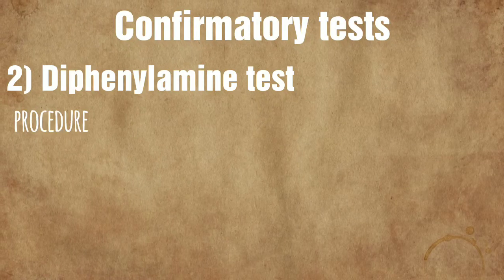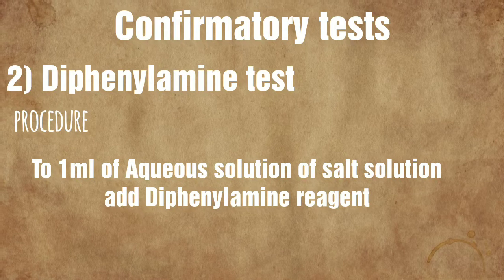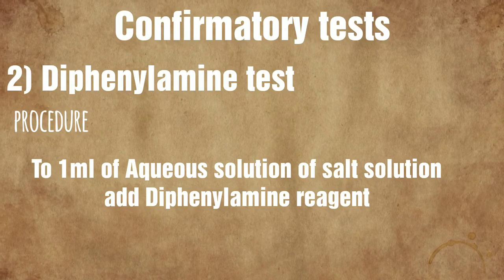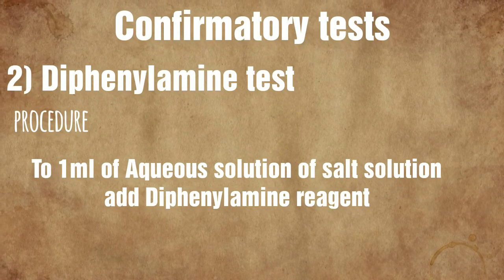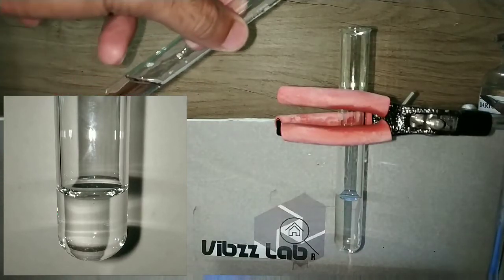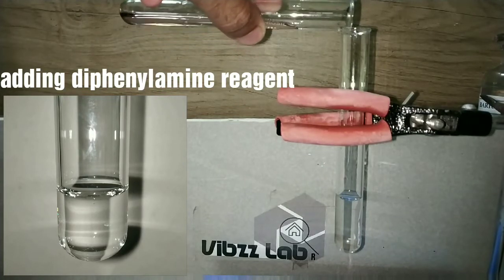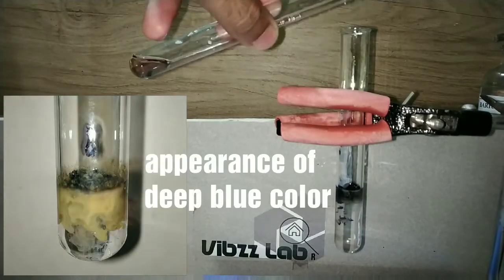Moving on, the last confirmatory test is the diphenylamine test. Here, 1 ml of the aqueous solution of the salt is taken and we add diphenylamine. Diphenylamine reagent means diphenylamine dissolved in concentrated sulfuric acid. Here I am adding the diphenylamine.